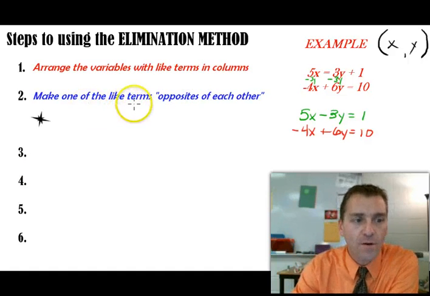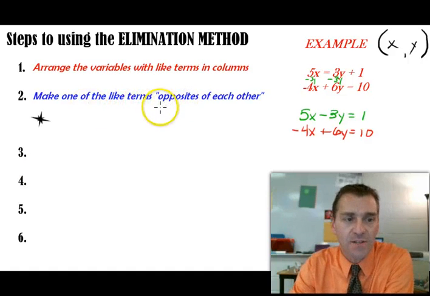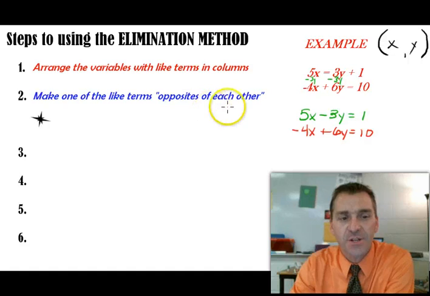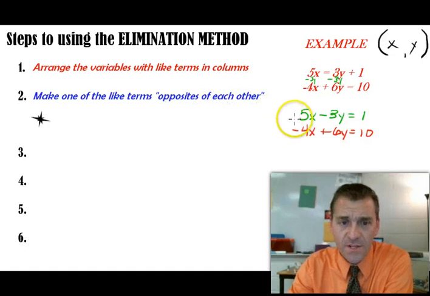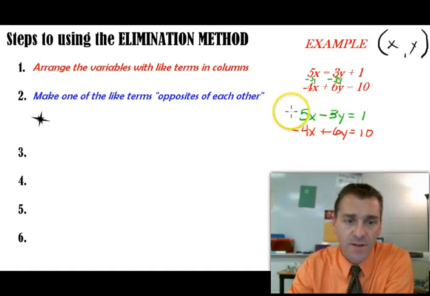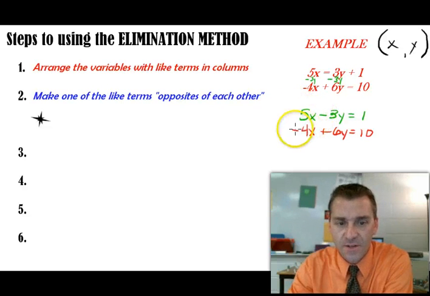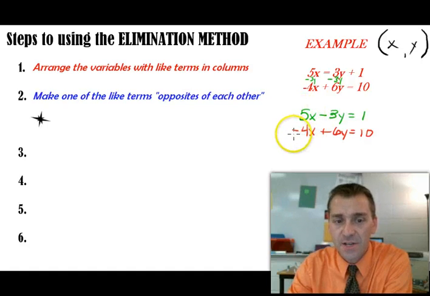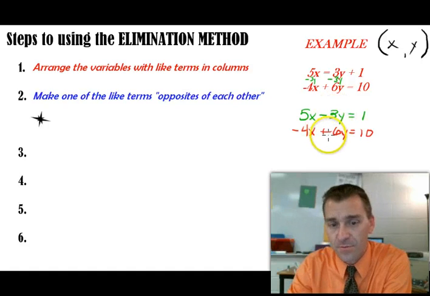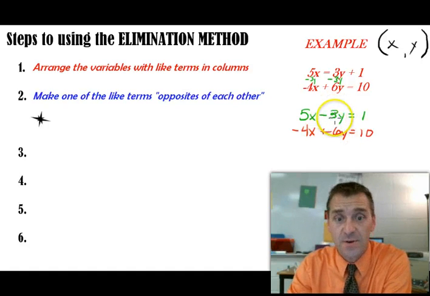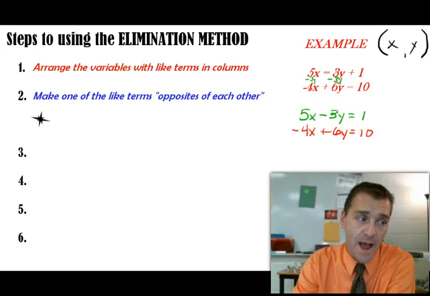You're going to make one of the like terms, as I like to say, opposites of each other. And you're going to say, what does that mean? Well, I'm going to need to make these x's somehow opposites. And remember, opposites would be, if this is 5x, this has to be negative 5x. If this is 17x, this has to be negative 17x. This right here is negative 3, this would have to be positive 3. Or this is 6, this has to be negative 6. Somehow we have to make these opposites of each other. And you'll see why.